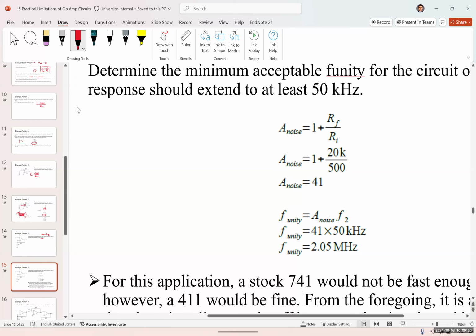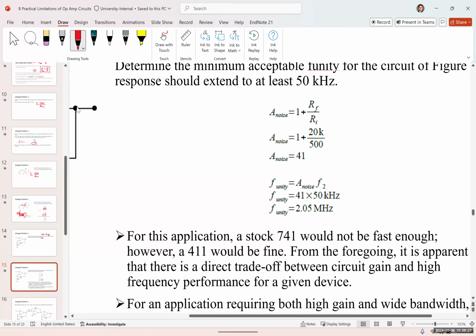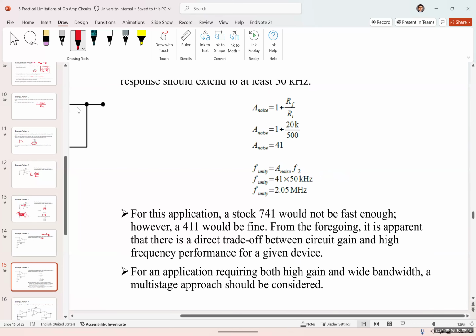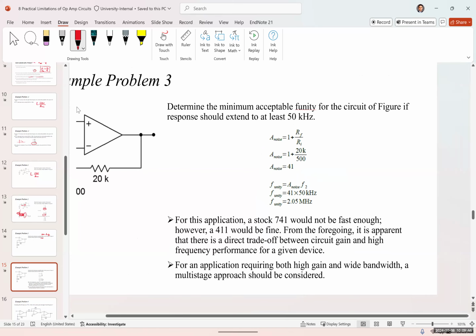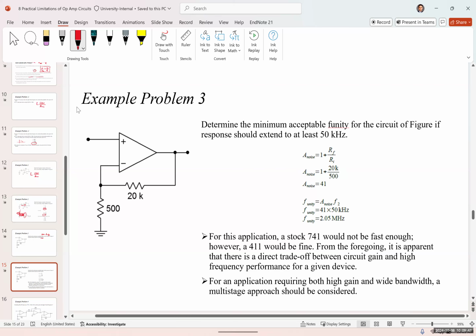Then the F unity, or gain bandwidth product, would be A noise times F2. F2 is 50 kilohertz, so it's going to be 41 times 50 kilohertz, which gives us 2.05 megahertz. So again, the 741 isn't fast enough. It has a limitation of around 1 megahertz. Therefore, we need to use a faster op amp, which is a 411.